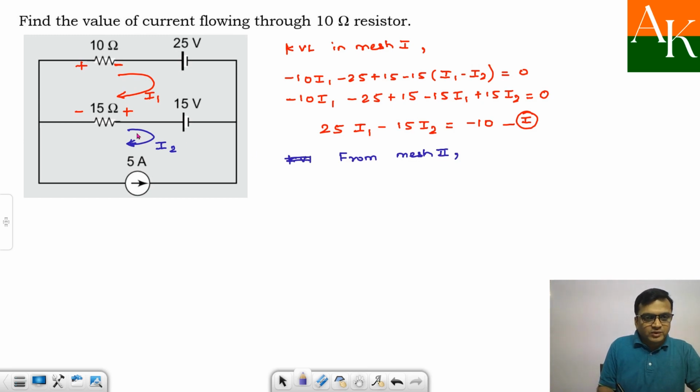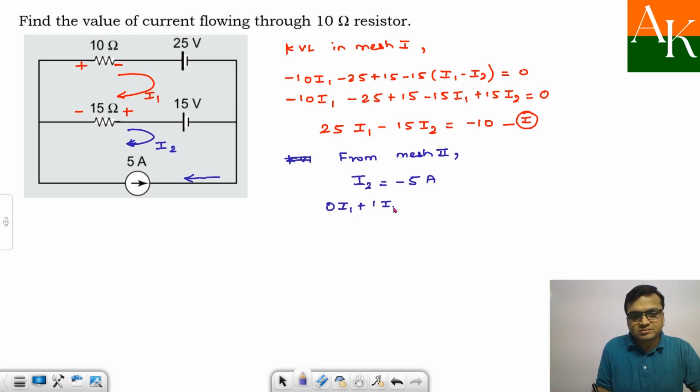Okay, now you have assumed current in clockwise manner. So through this branch, I2 is moving towards left, but they are saying that 5 ampere is moving towards right. So these two currents are in opposite direction. So I2 is nothing but minus 5 ampere. Okay, so here what I will have is 0 times I1 plus 1 time I2 is equal to minus 5. And this is my equation number 2.